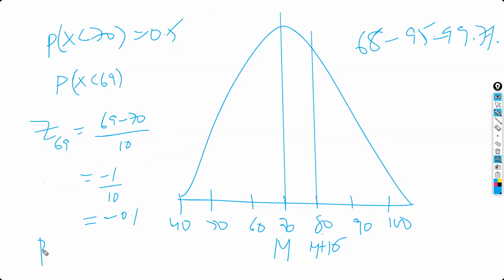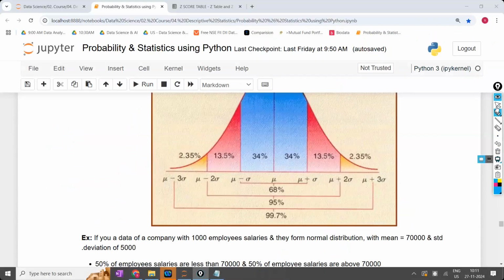Now let us take one task instantly. This is your last point of today's class, based on this. I'm going to give the question. Mu is equal to 65, sigma is equal to 4. Draw the diagram first.